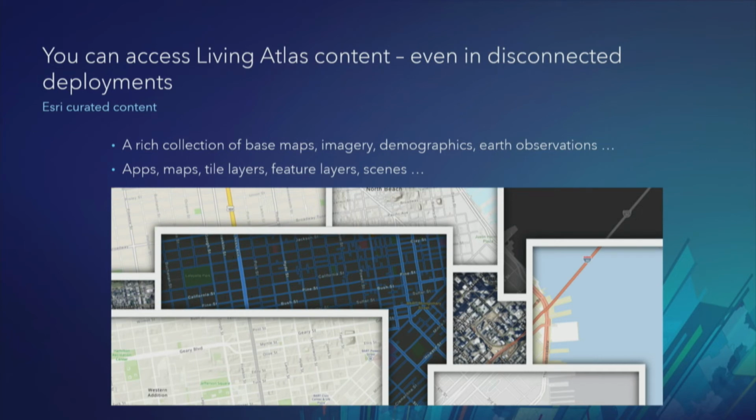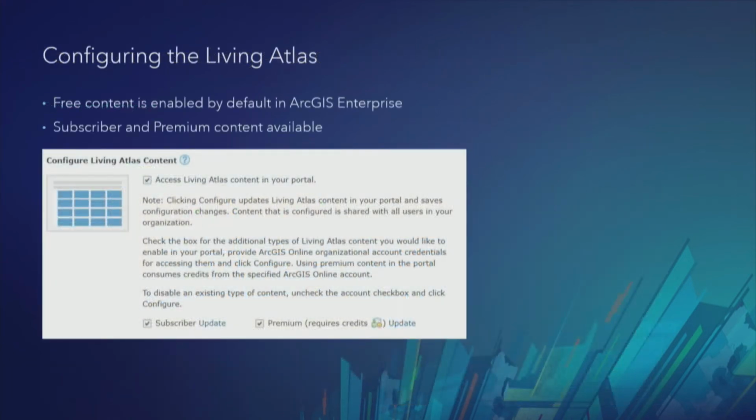And if you are able to connect to the open internet, you have additional options. You can configure subscriber or premium content. Now keep in mind, as you can see in the little picture, premium content does require you to use credits. So you will need to enter your online credentials and it will use credits. And one of the most common questions we have is, can we track the individual enterprise users who are burning the credits? And unfortunately, the answer is no. It's only going to show up in that one online person.